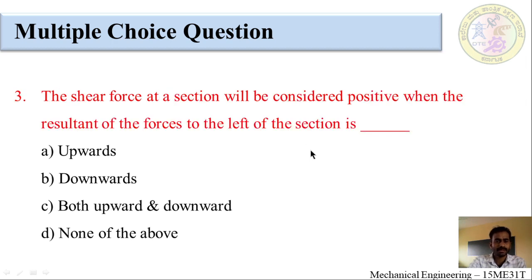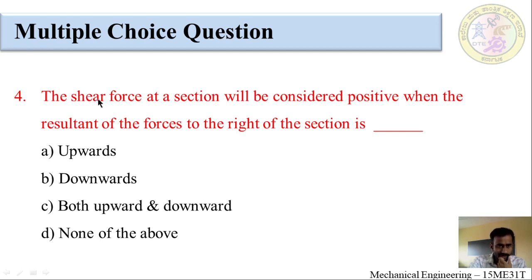Moving on to third question, the shear force at a section will be considered positive when the resultant of the forces to the left of the section is. So, on the left of the section, whether it should be upward or downward or both upward and downward or none of the above. So, you have to mark the correct answer.